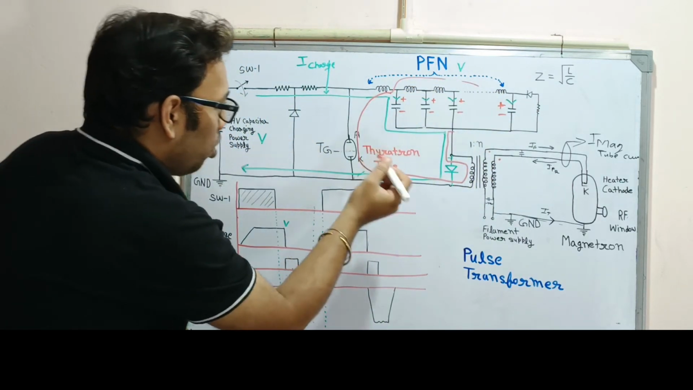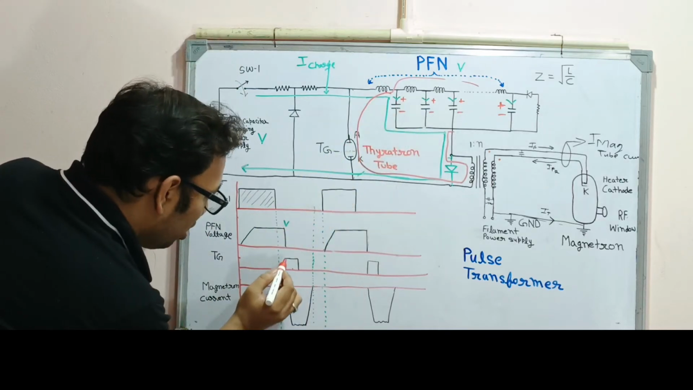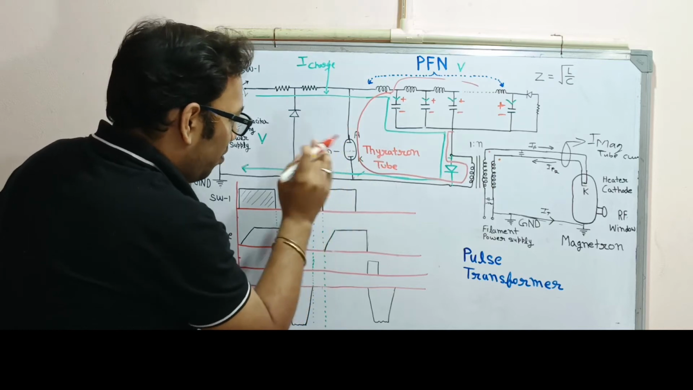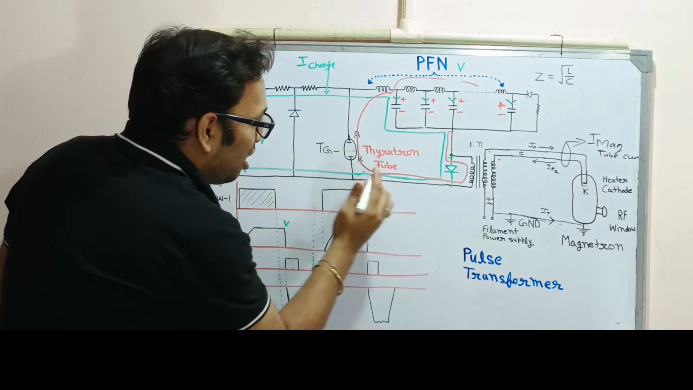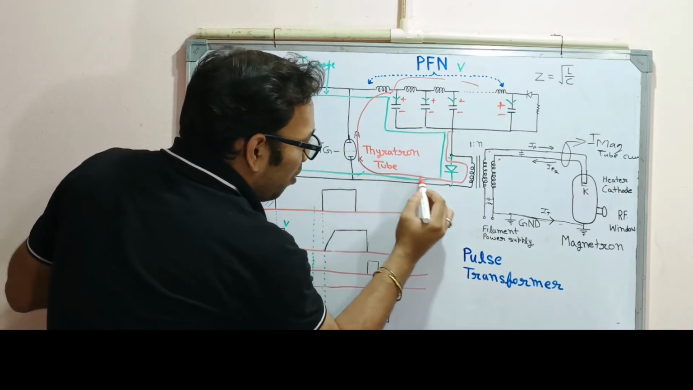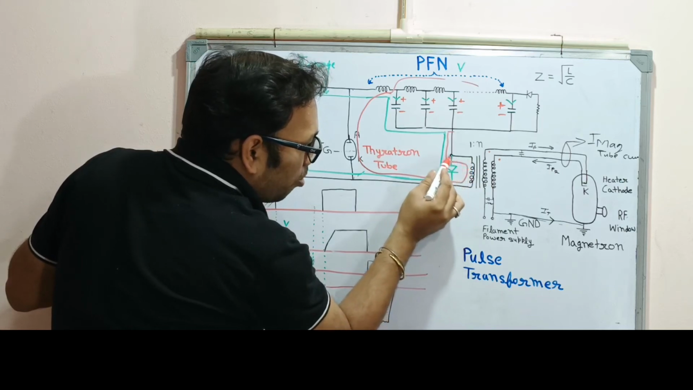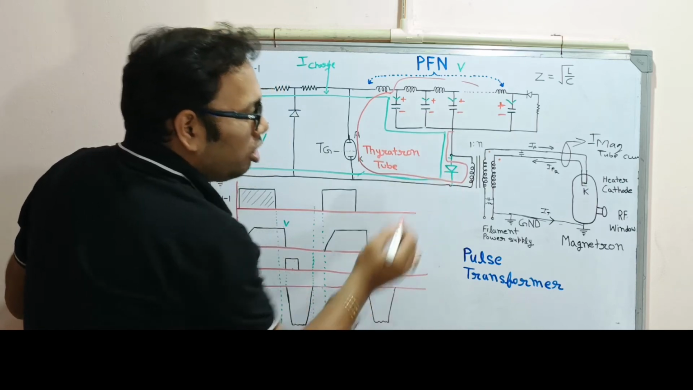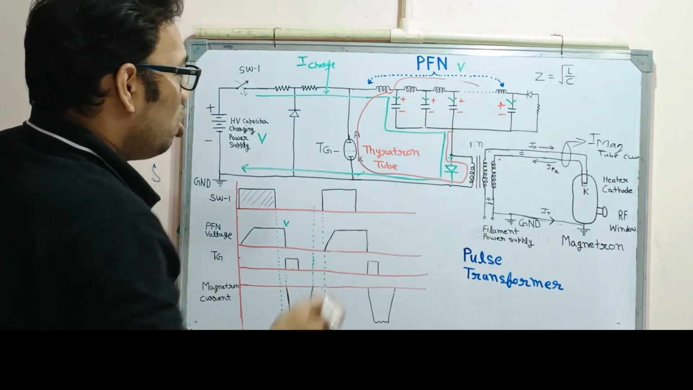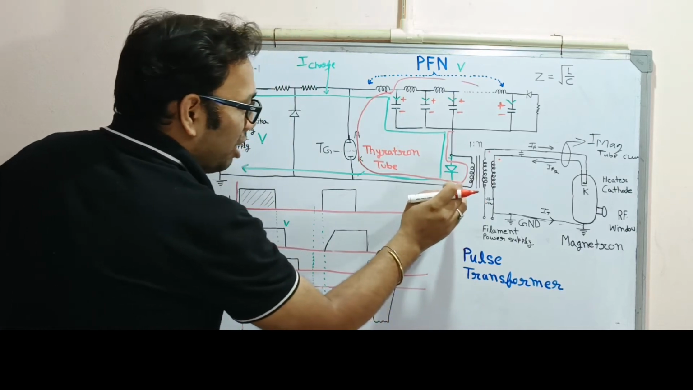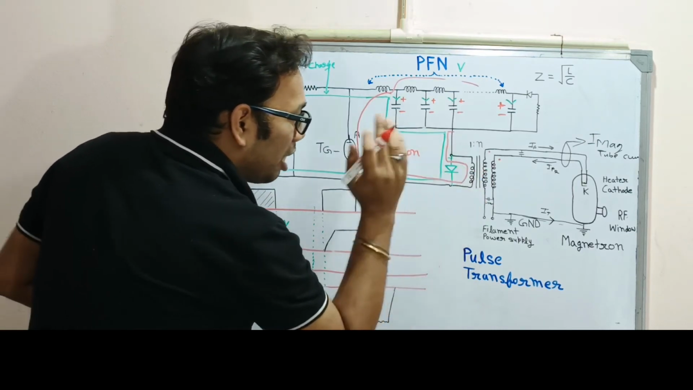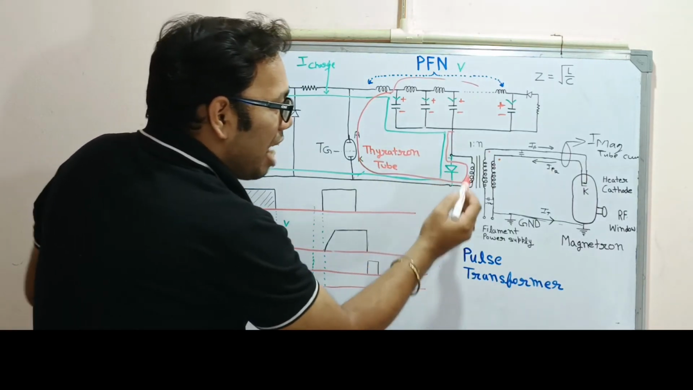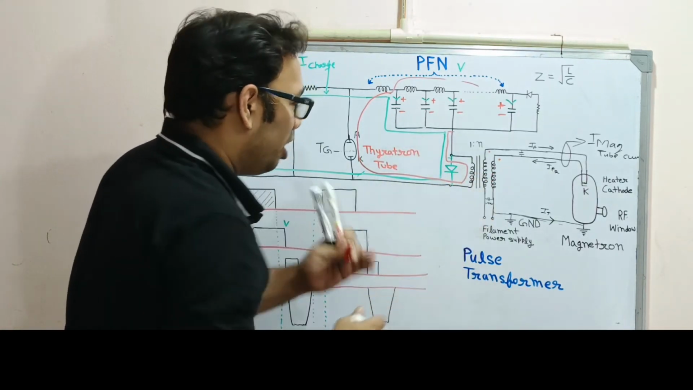So when we give the trigger, the thyratron will start conduction, and current will flow through the pulse transformer and come back to the source. It will not go through the diode because the diode is in reverse bias condition. In that period, the current passes through the pulse transformer primary, and at the same time the secondary voltage is generated.